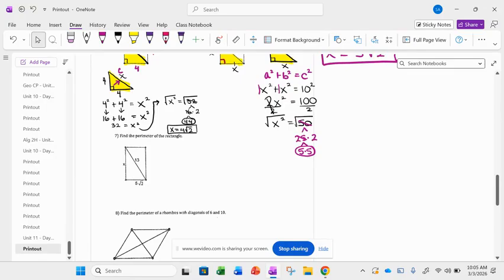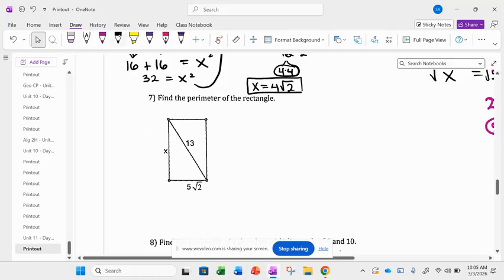Yep. All right, for number 7, guys, it's a rectangle. Do we know that all the angles in a rectangle are right angles? I want you all to try this problem on your own. Try it on your own and then we'll go over it. So you're trying number 7.